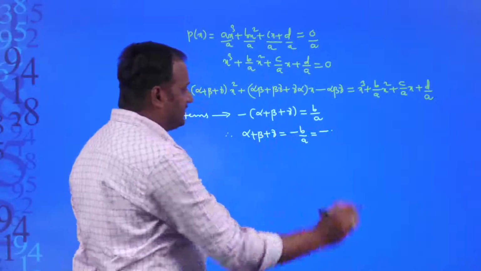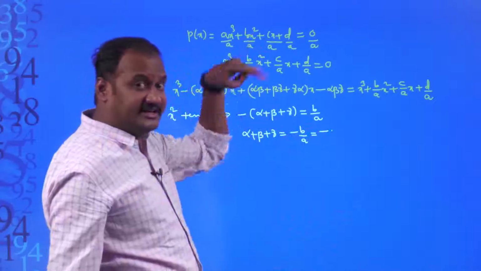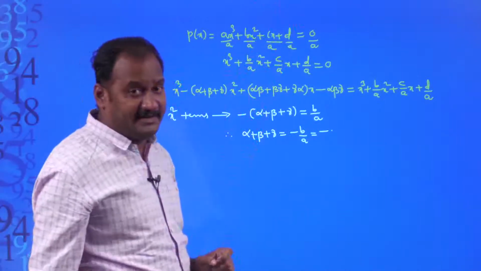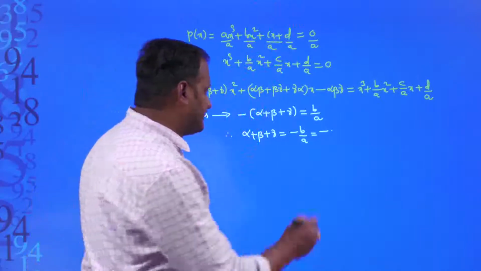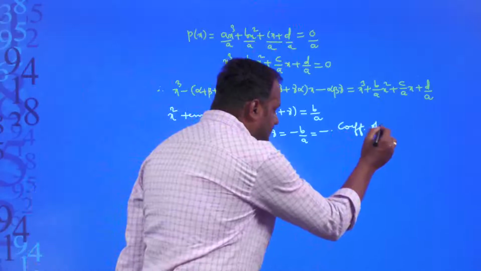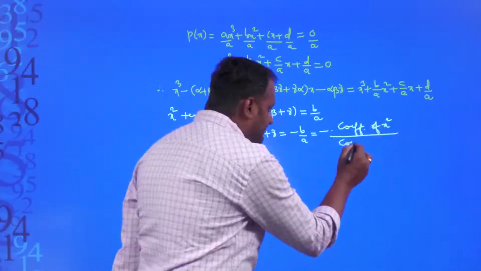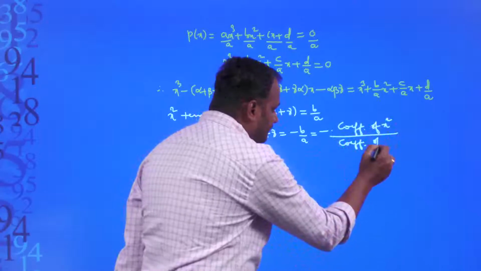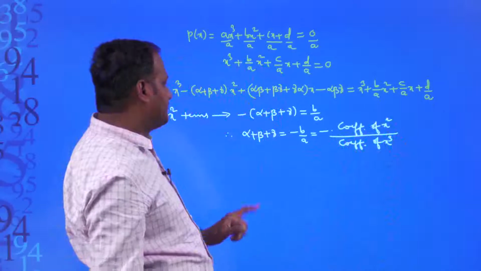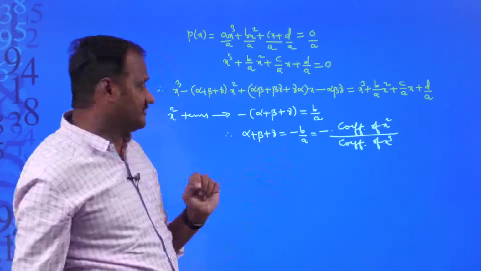Minus b by a is nothing but, what is b here? b is the coefficient of x square. In a second degree polynomial, b is the coefficient of x, but in a third degree polynomial, b is the coefficient of x square. So minus coefficient of x square divided by, what is this a? a is the coefficient of x cube, right? So that is the formula for alpha plus beta plus gamma, which is nothing but the sum of zeros.